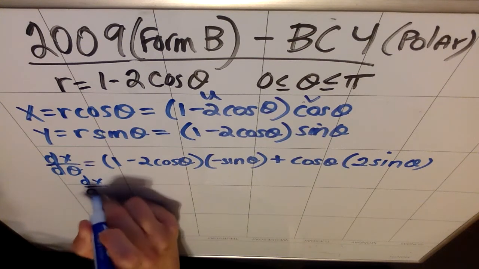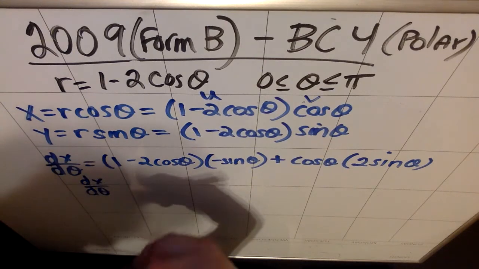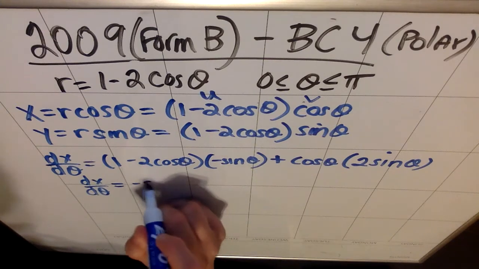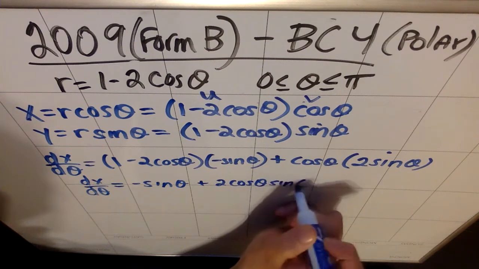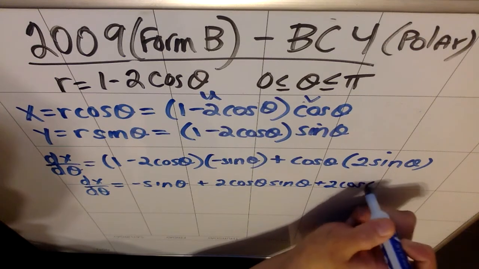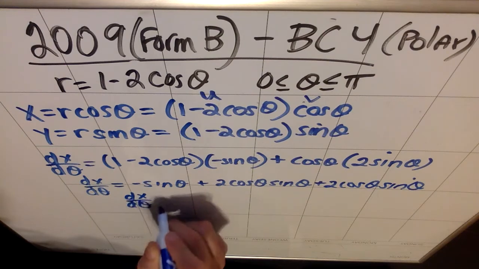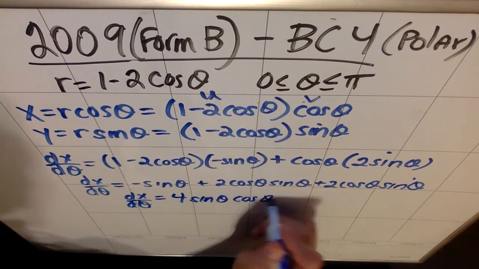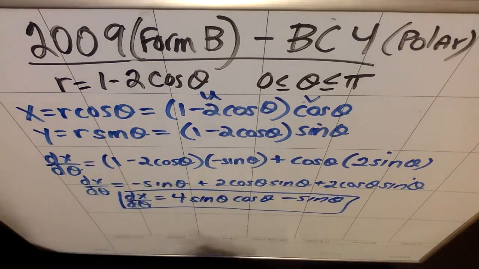So my dx d theta, and notice I am using this notation instead of x prime of theta because the AP asked for dx d theta. Use the notation the AP uses. When I clean this up, I'm going to end up getting a negative sine of theta plus a 2 cosine theta sine theta, plus another 2 cosine theta sine theta. So the answer I'm going to get for my dx d theta is whichever version of this you want. I usually like to put signs in front, so I'm going to say 4 sine theta cosine theta minus a sine of theta, right? So that's my dx d theta, and that's half of what I was asked to do.